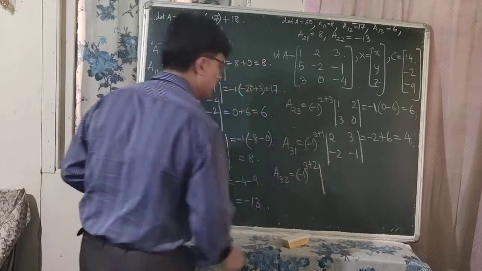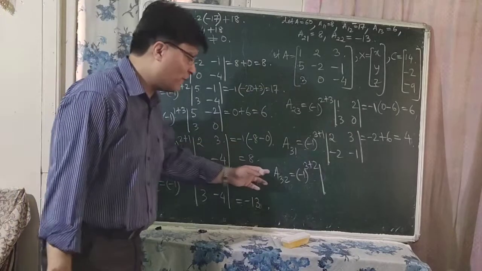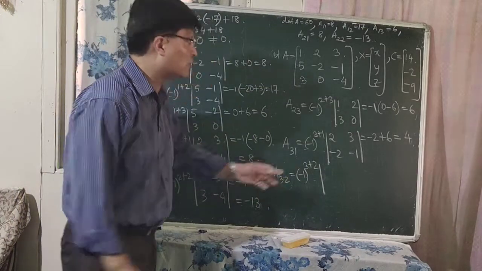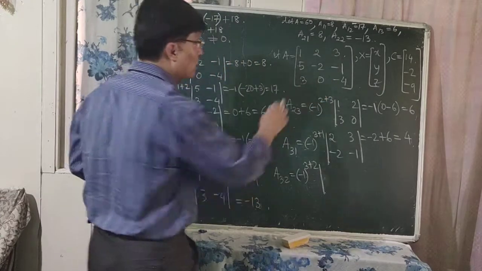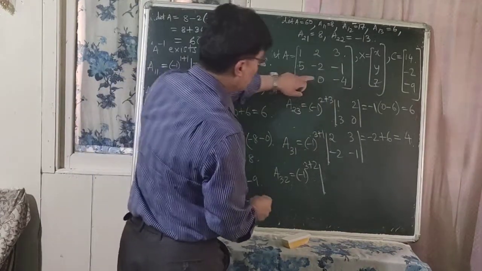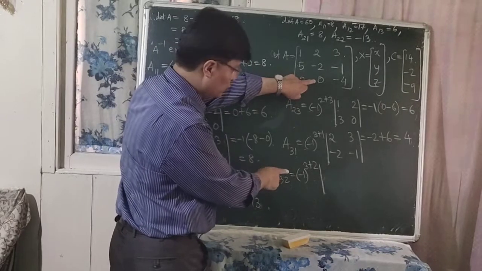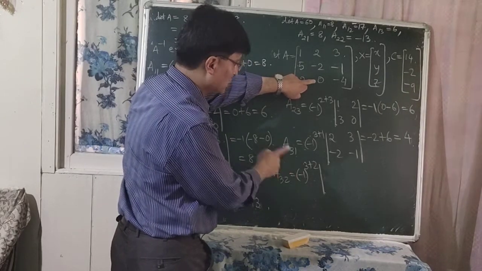Let us write down the sign first. Now we have to find out the cofactor of the element belonging to the third row and second column. Third row and second column, that means 0. Cofactor of 0. What is the cofactor of 0? That is minus 1 whole to the power 3 plus 2. You know that, isn't it? So it will be minus.